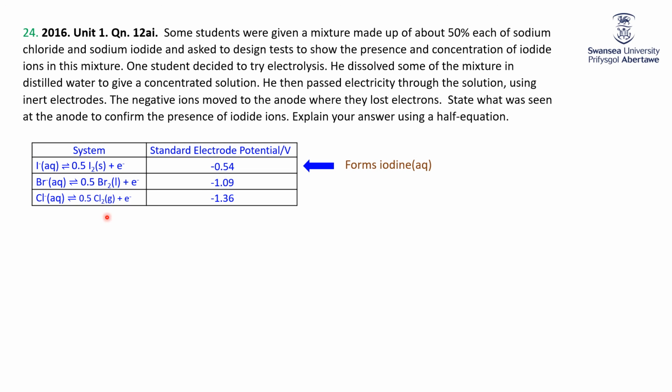And of course, it forms iodine. So therefore, what will happen is the negative ions, the iodide, move to the anode, lose the electrons, leaving iodine, which means you get an orange-brown color around the anode as you make the iodine.